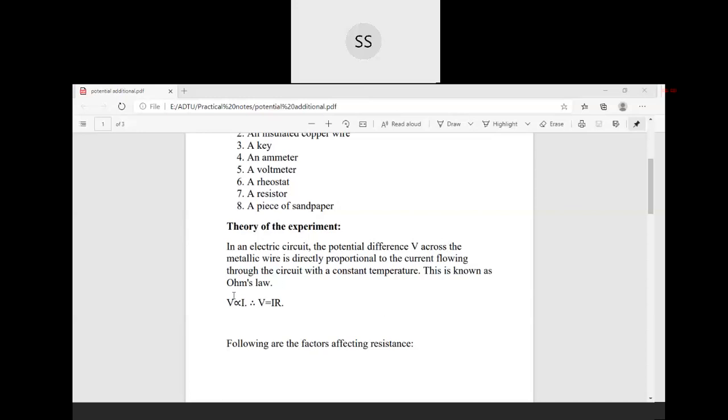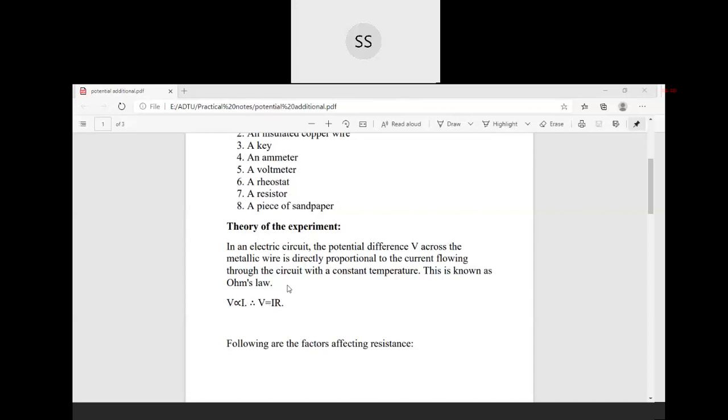Okay, so according to the theory, V is proportional to I. We cannot get a particular value of potential difference or I with the proportionality sign, so we have to remove that sign. To remove that sign, we have to put some constant. We put R as the constant: V equal to IR. Here R is the resistance of the circuit.